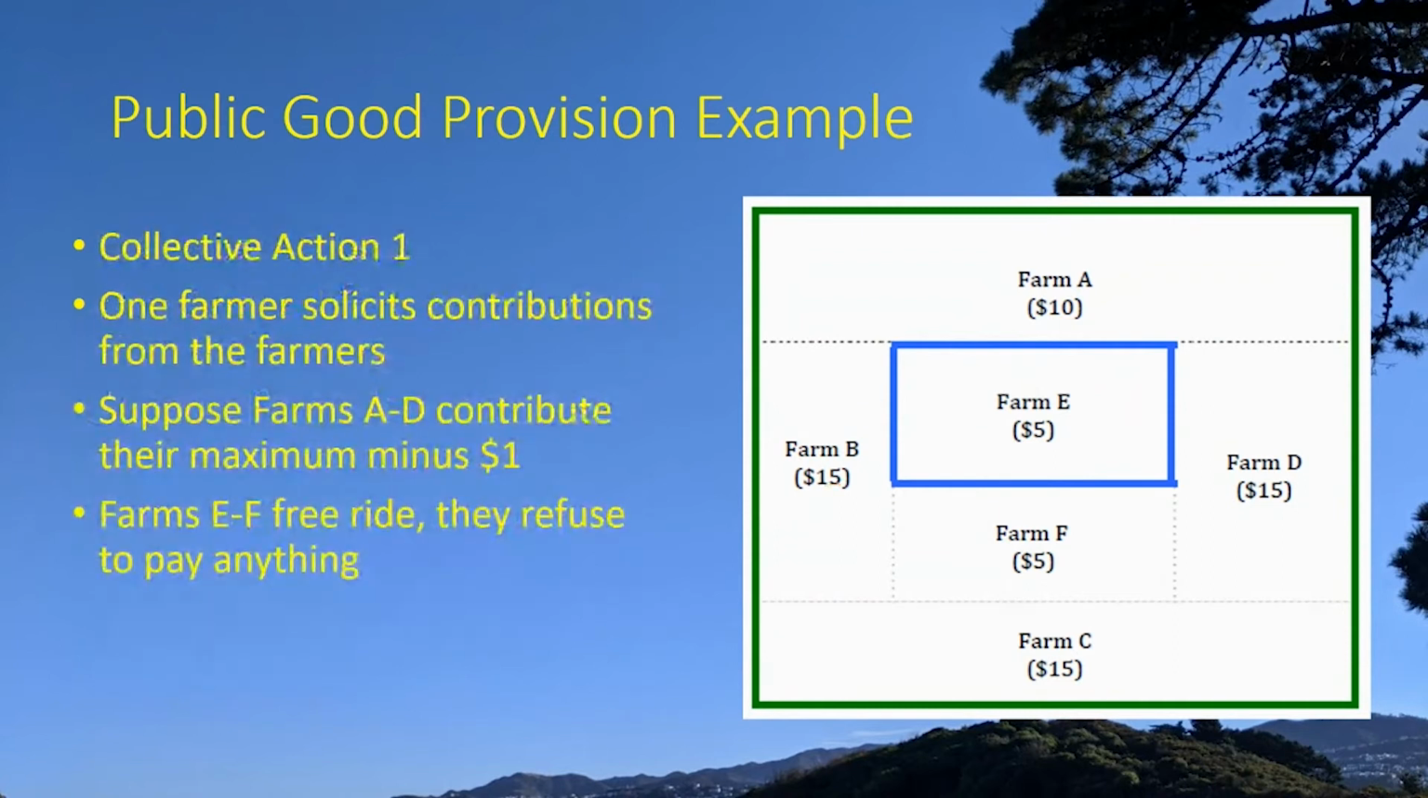All right, so how can we correct the problem? Number 1, collective action. The farmers get together and talk about this issue amongst themselves.